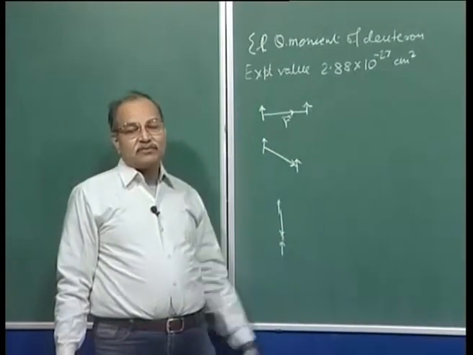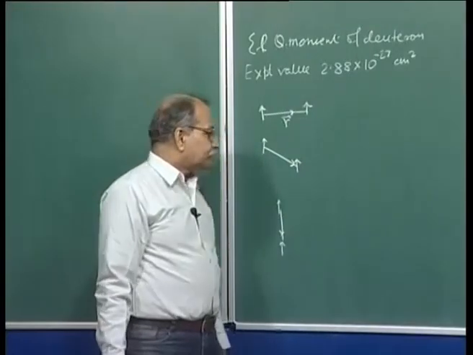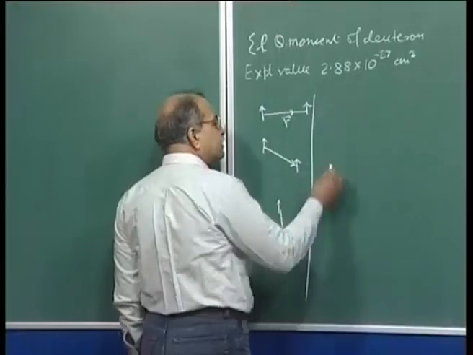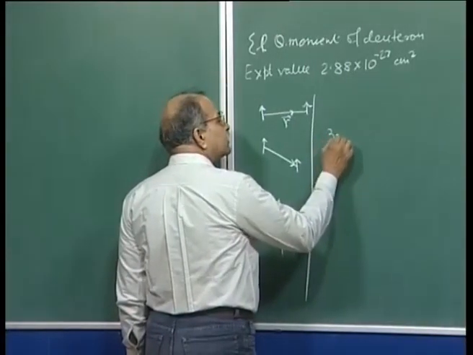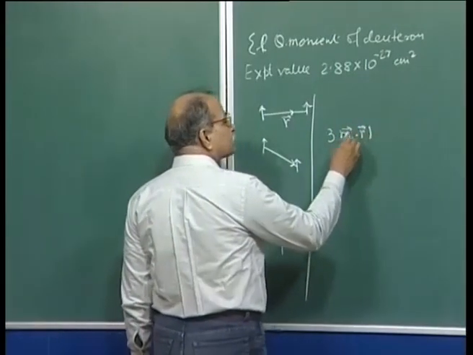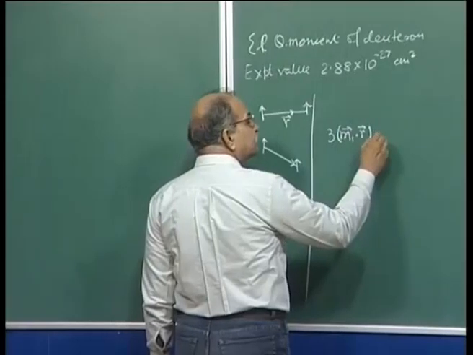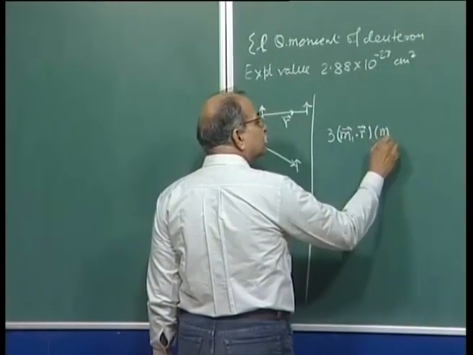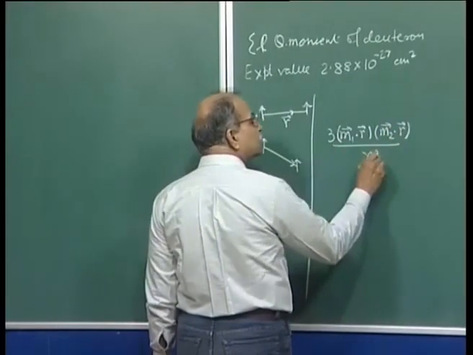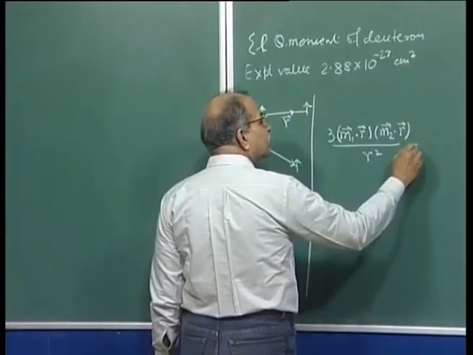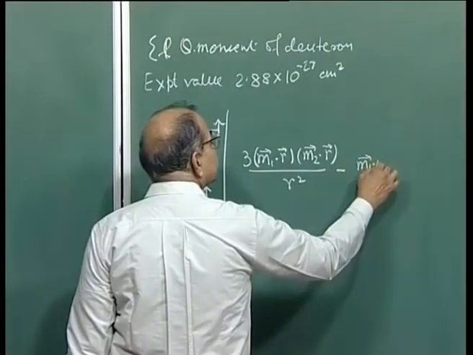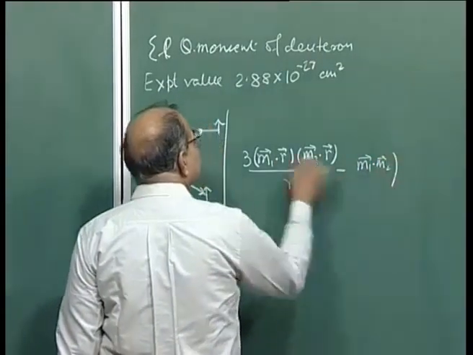So, this is one kind of non-central force, and if you write the magnetic energy corresponding to this dipole-dipole interaction, that turns out to be 3 times m1 dot r and then m2 dot r divided by r square, this is unit vector r here in fact, and then minus m1 dot m2, with some constants, something like this.